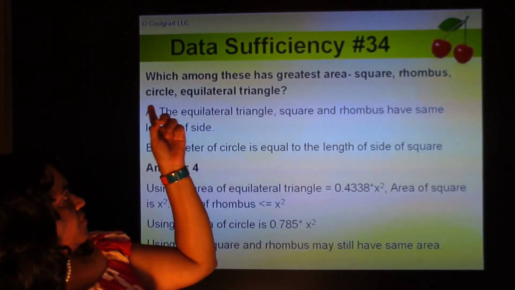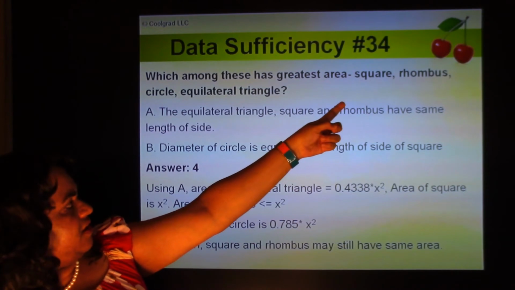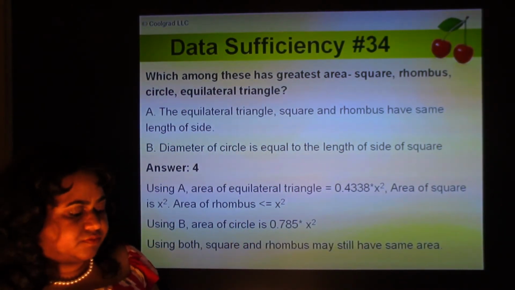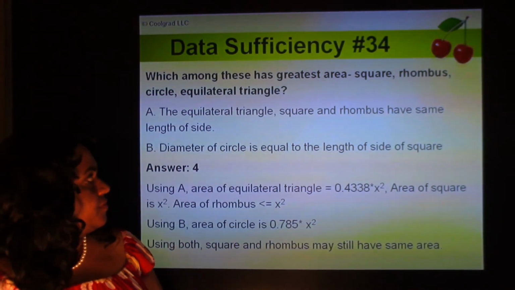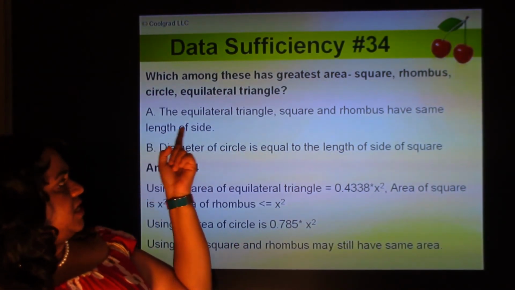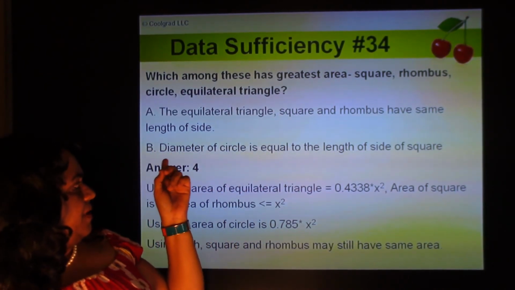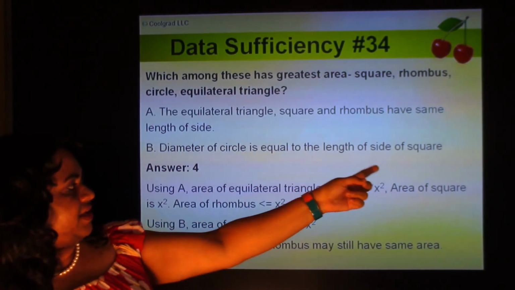Question 34. Which among these has the greatest area? The square, the rhombus, the circle, or the equilateral triangle? So let's take statement A. The equilateral triangle, square, and rhombus have the same length of side. Statement B. Diameter of the circle is equal to the length of the side of the square.